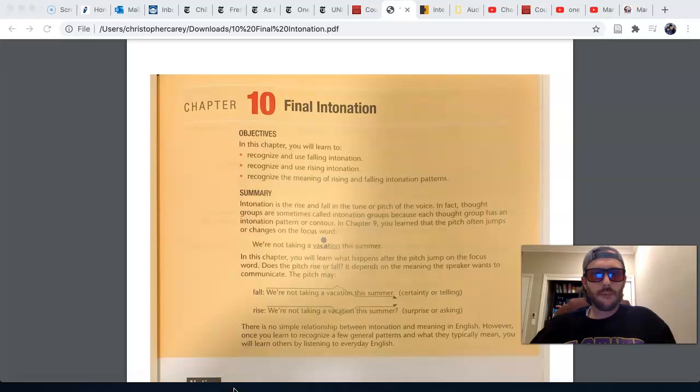Hello, everyone, and welcome to Chapter 10 on Final Intonation. In this chapter, you will learn to recognize and use falling intonation, recognize and use rising intonation, and recognize the meaning of rising and falling intonation patterns.